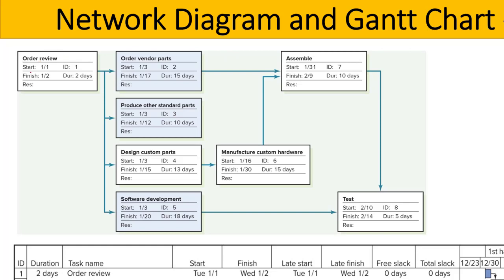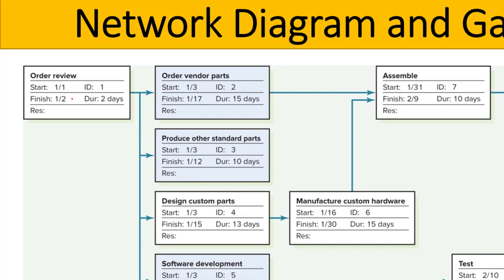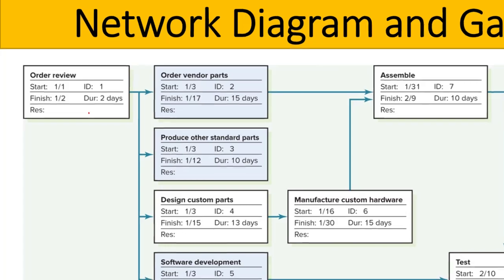So as we saw before, this network diagram is showing the start and the finish dates, and it's given an ID number and a duration of 2 days. RES means resources, so we could have put resources in here like a team or a person's name or some equipment, whatever resources we thought might be required.